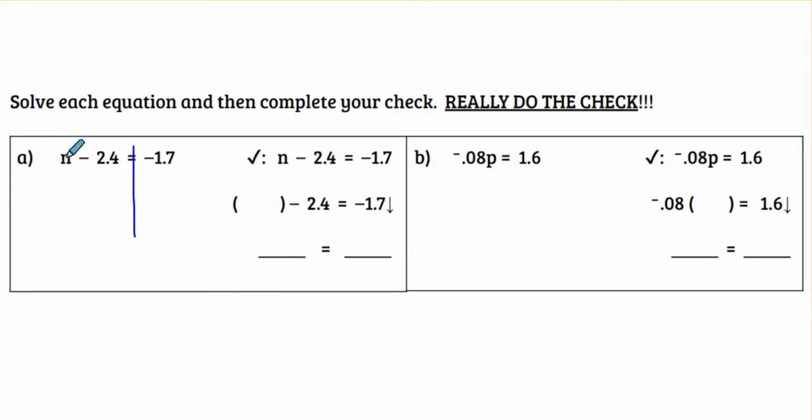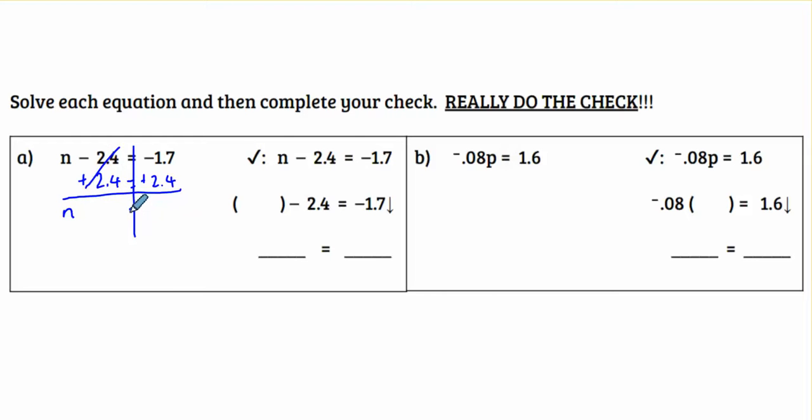And the n is what we want to get by itself. So we need to get rid of this 2.4. Right now it's being subtracted, and so in order to get rid of it, we add. So we're going to add 2.4 to both sides. And I'm going to line up my decimals just to make sure that I know what I'm doing here. Okay, and so these will cancel out, right? They're opposites, so they are gone. And what I have left here is n, which is exactly what I wanted.